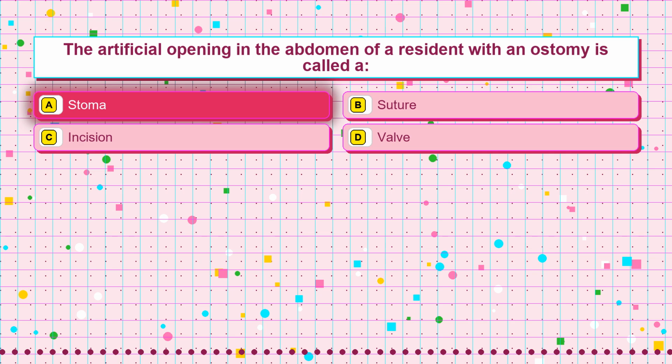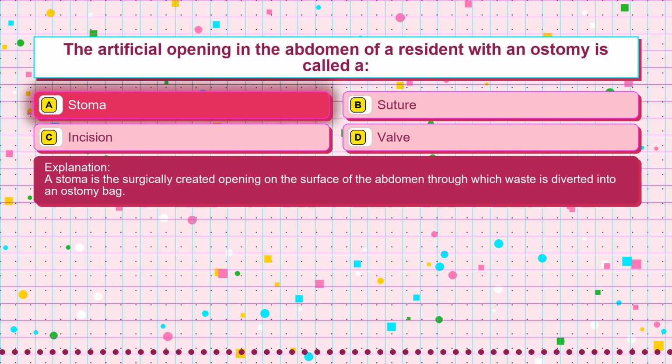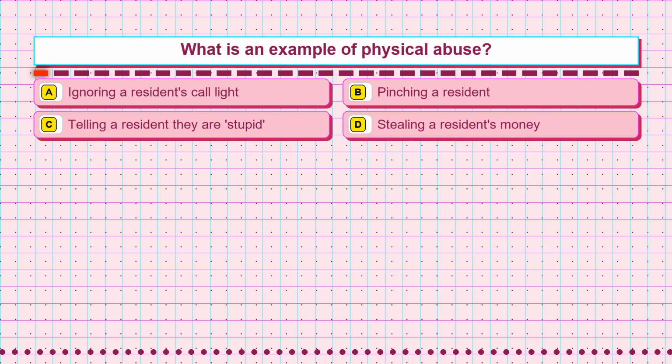The correct answer is option A, stoma. A stoma is the surgically created opening on the surface of the abdomen through which waste is diverted into an ostomy bag.